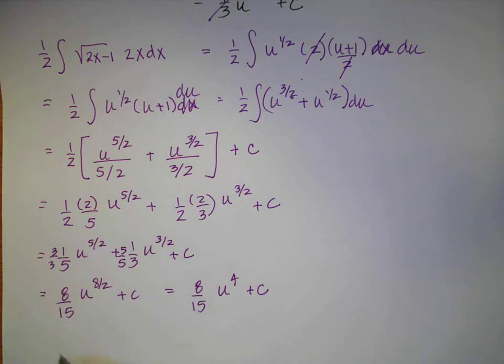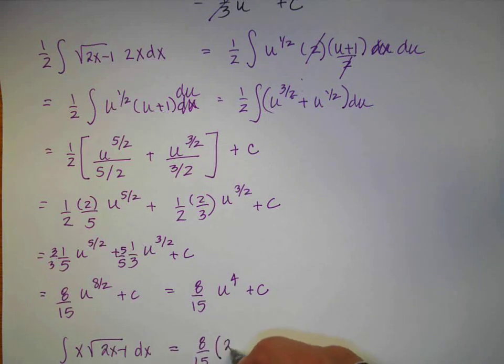Now I need to finish and substitute back in. So my original integral, which was way back up there, the integral of x times the square root of 2x minus 1 dx, is going to equal 8 over 15. And then I have my u. Where was my u?